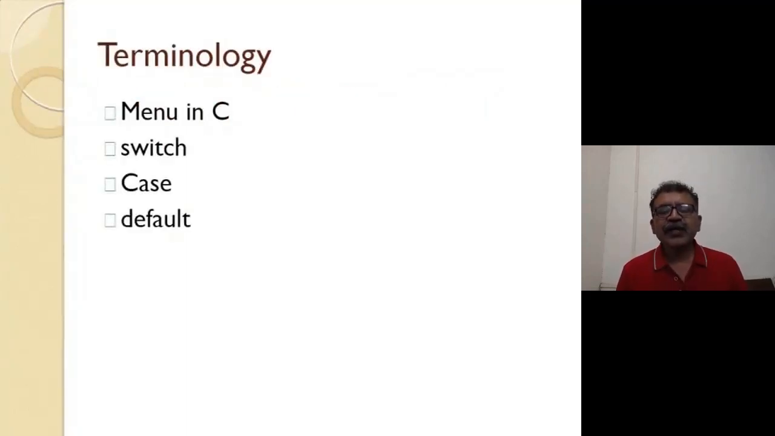So switch and case are keywords, and at the same time default. These three are keywords in C. From the first chapter, I have been adding new keywords as we go on. There were a few keywords in the last chapter, that is the storage class. Before that, in the preprocessor directive, there were a few keywords.